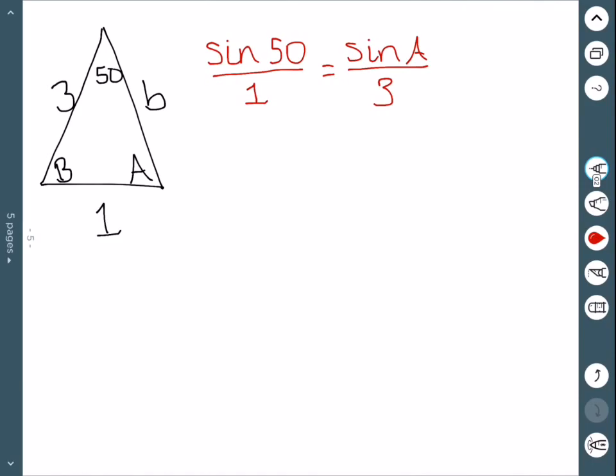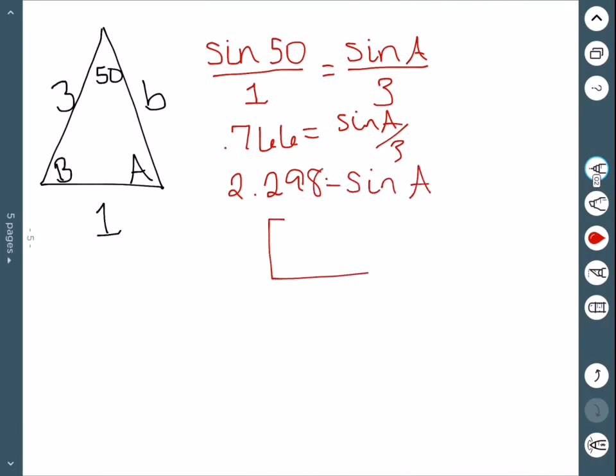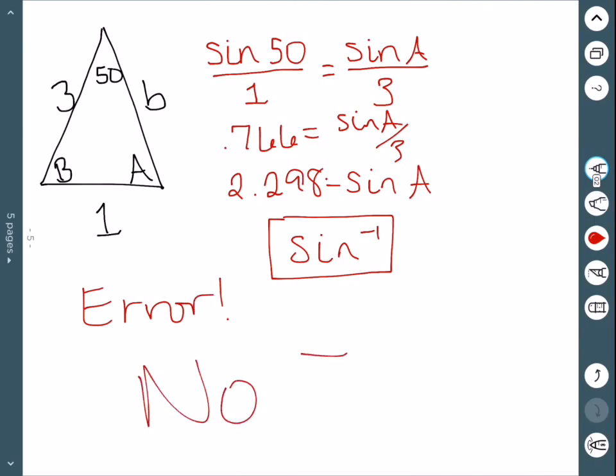We'll start with sine of 50 degrees divided by 1. Gives us 0.766 is equal to sine of A over 3. Multiplying by 3 gives approximately 2.298 is equal to sine of A. And if we try to use the inverse sine button on the calculator, you'll see an error. Essentially, this is impossible. There is no triangle with this information.